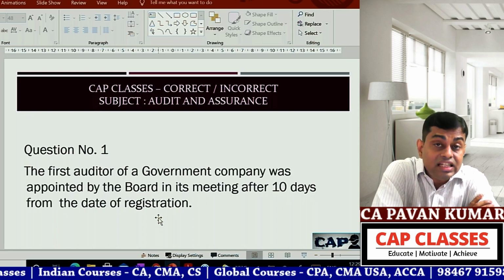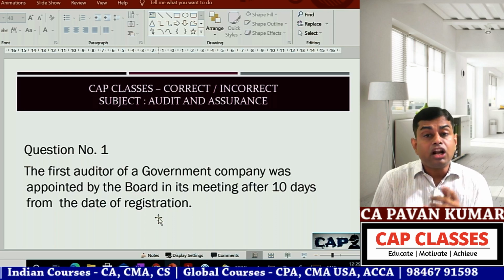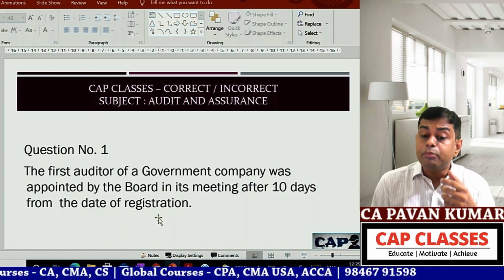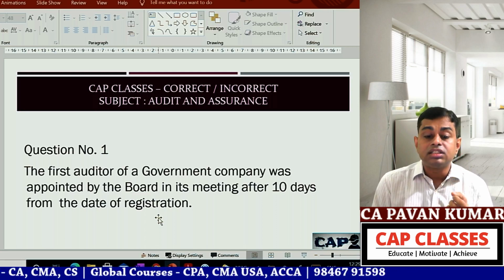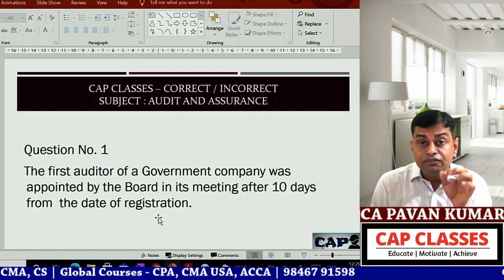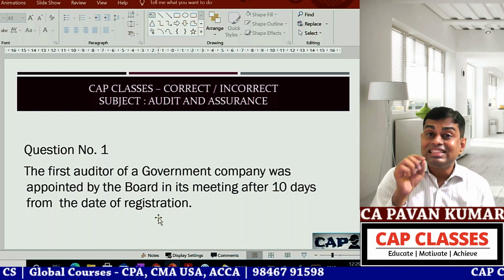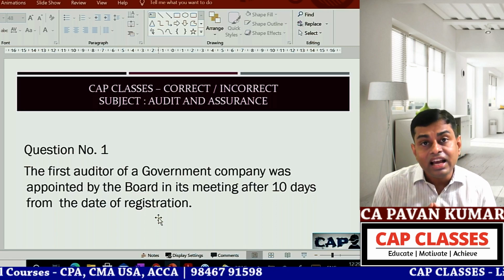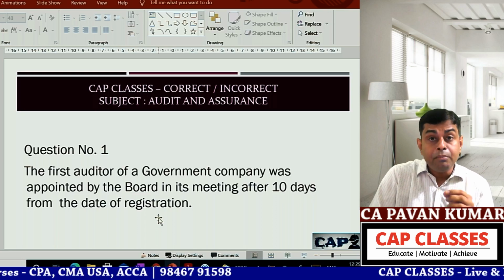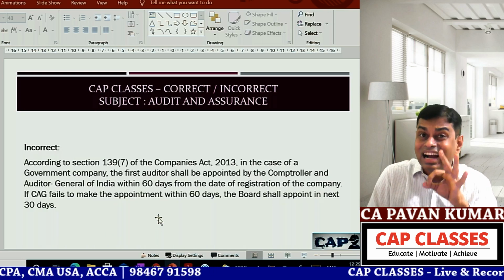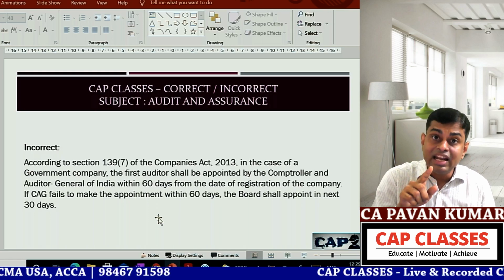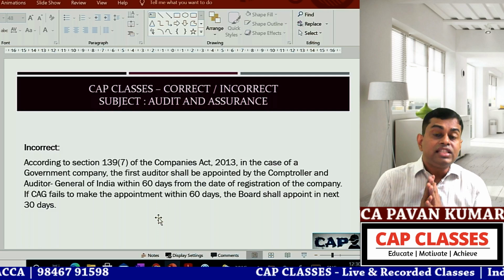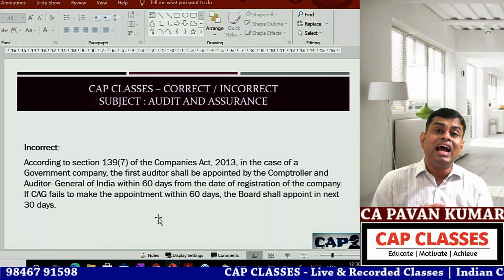This question is about appointment of the first auditor of a government company. If it is any company other than a government company, who appoints the auditors? Board of directors. If it is the first auditor of a government company, C&AG appoints. Isn't it? So the given statement is wrong, incorrect. And also, what is the time frame? If it is a regular company, it is 30 days. But if it is a government company, it is 60 days for C&AG. And if the C&AG fails to appoint within 60 days, then the board of directors can appoint in another 30 days.